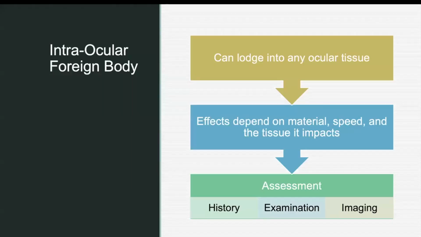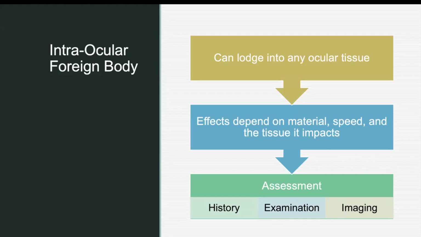A final comment on intraocular foreign bodies. These can essentially lodge into any ocular tissue. So with these penetrating injuries, it can find itself anywhere. That's cornea, iris, lens, retina. And what will happen in the eye will depend on the material of the object, the speed at which it has entered the eye, and which tissue it impacts.